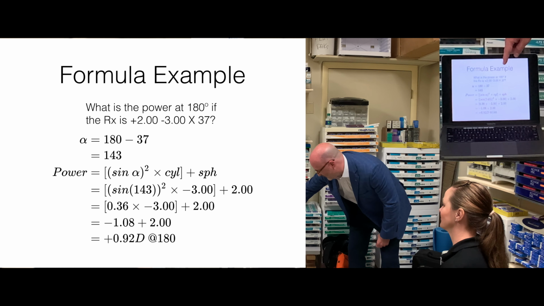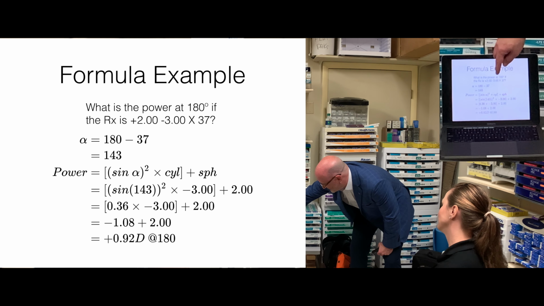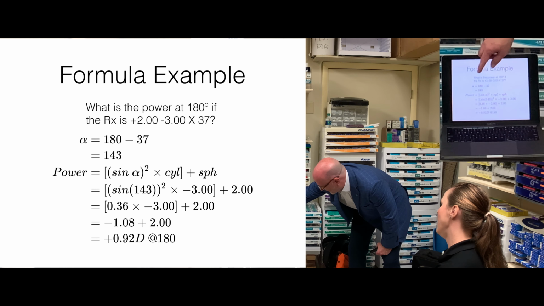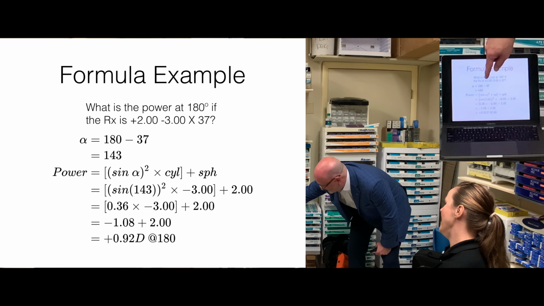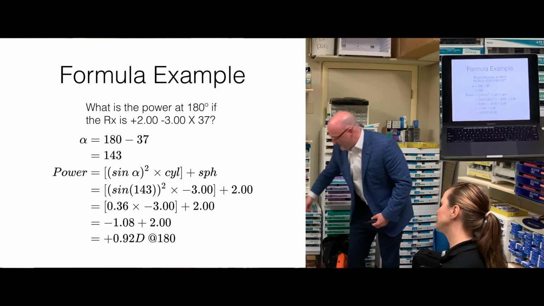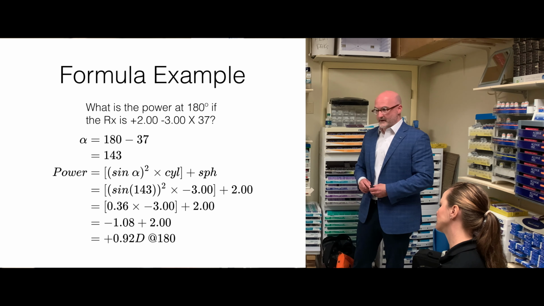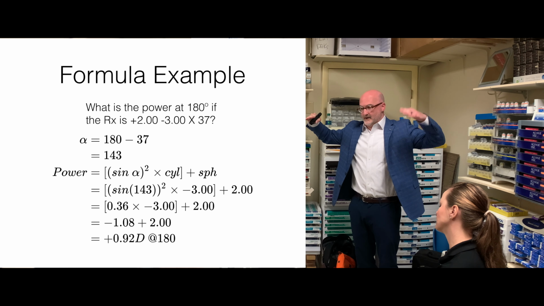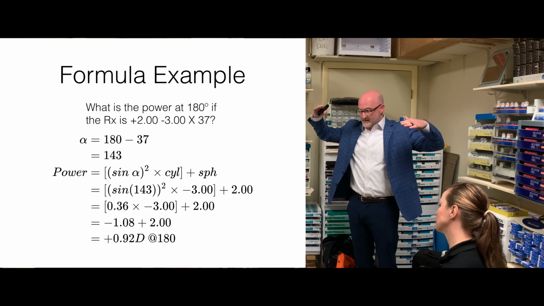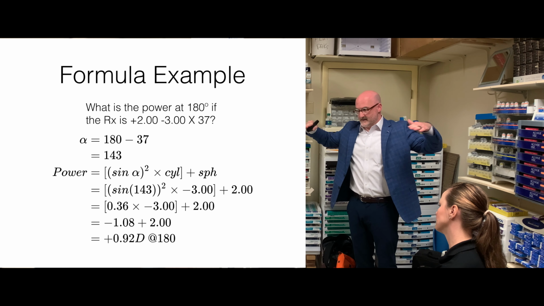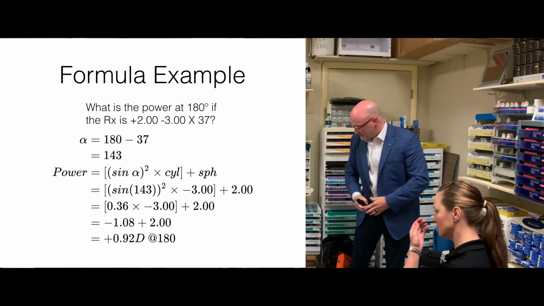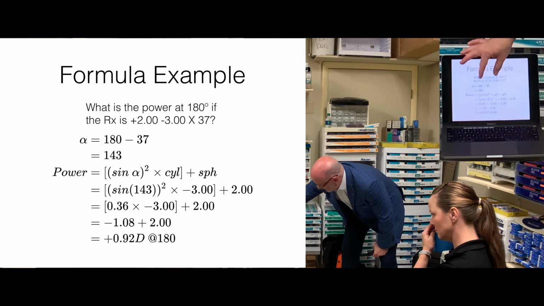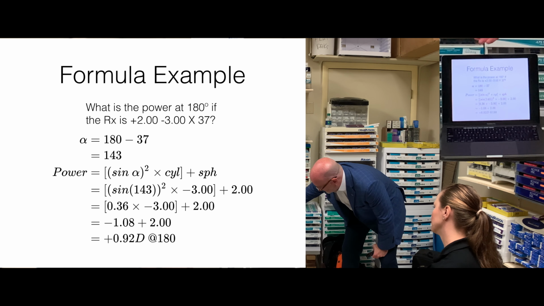So what is the power at 180 if the Rx is plus 2 minus 3 at 37? Again, 37 is not an even number, so it's going to be 143 degrees. We can say 37 degrees, or we can say 147 degrees. Either way, if you take the sine of 37, or the sine of 147 and square it, you're going to get the exact same thing. So you wouldn't have to even do any math here. You would just know, okay, it's 37 degrees.